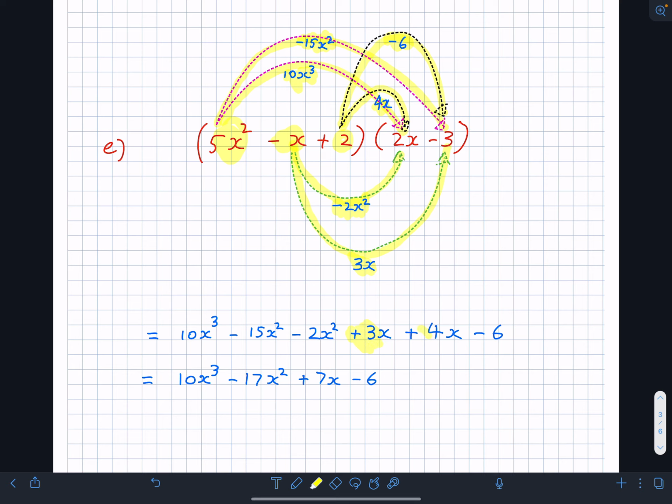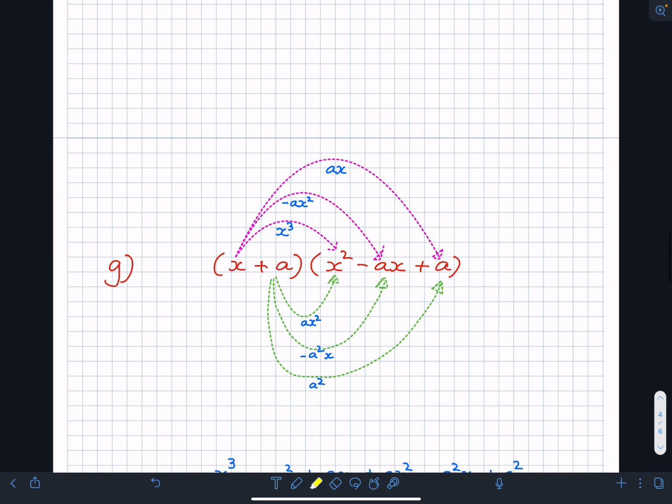Collecting like terms with our 3x and 4x, we've got 7x, and then we minus 6. So there's our final answer for question E. Let's move on to question G.